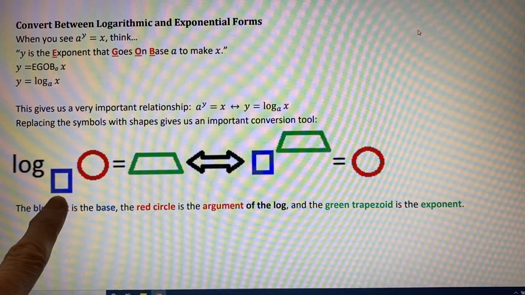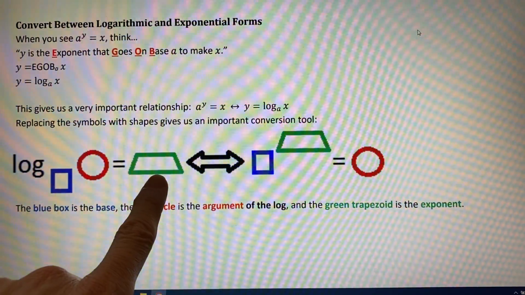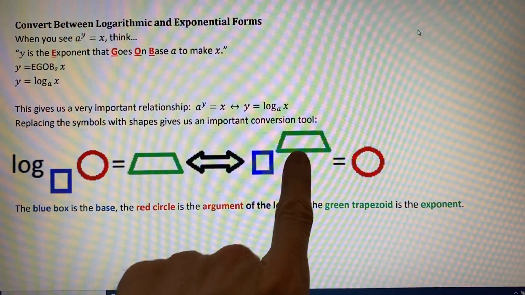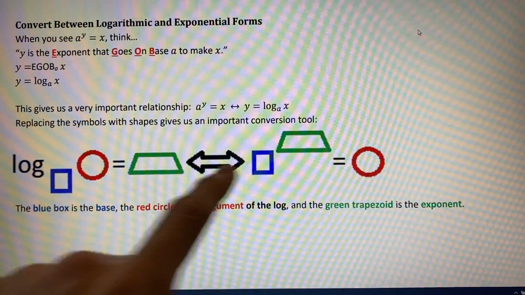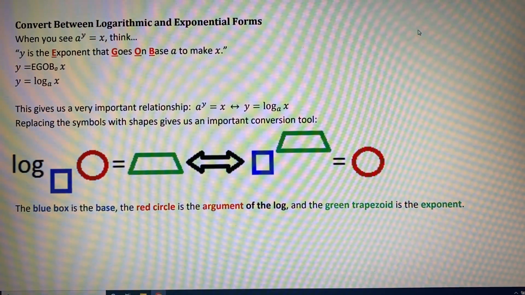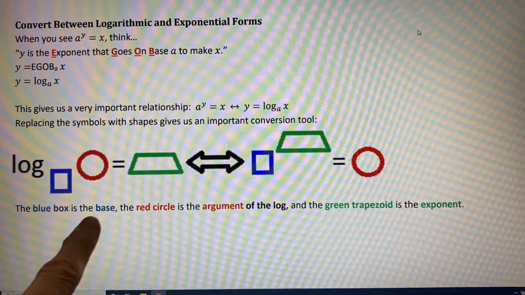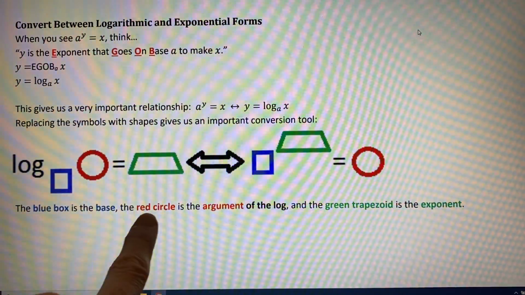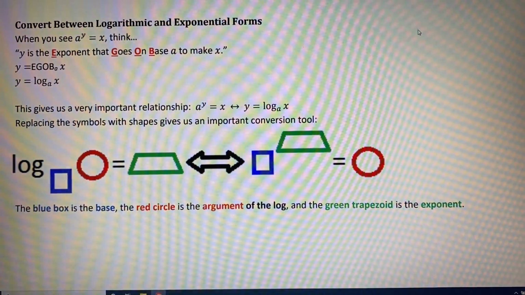All right, we now have the following statement. Log base blue box of red circle equals green trapezoid is the same as blue box raised to the green trapezoid equals red circle. Now each of these colored shapes gets a name, a math vocabulary word. The blue box is the base. Notice that those all start with the letter B. The red circle is called the argument. The green trapezoid is the exponent.